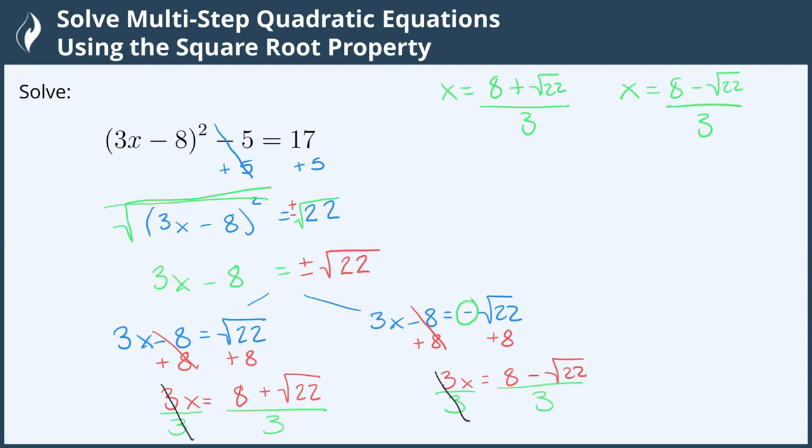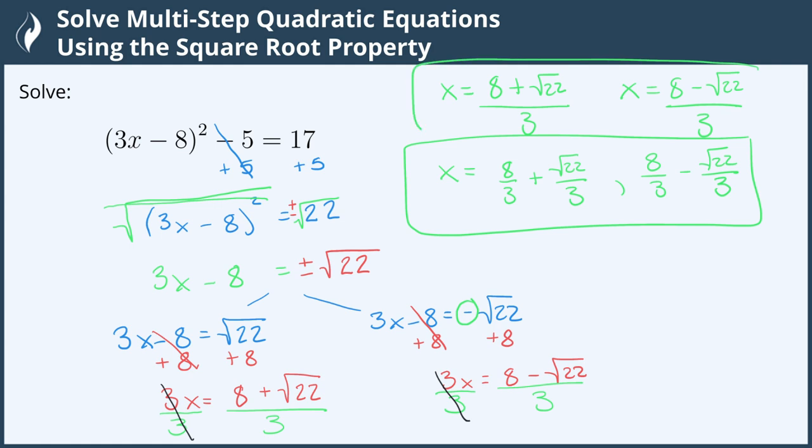We can list these both as the answers, and we could also simplify this a little bit by breaking up the two terms in the numerator by dividing them by 3. So we could have also written this as x equals 8 over 3 plus the square root of 22 over 3. And the other one would be 8 over 3 minus the square root of 22 over 3. And so we have two ways that we could write those. And I'm going to leave this as our answer, although either of these would also be acceptable. And now we're all done.